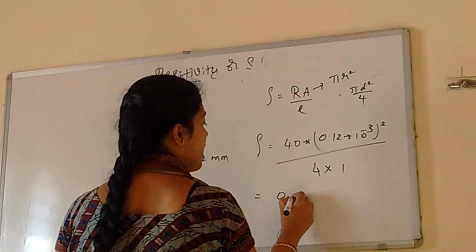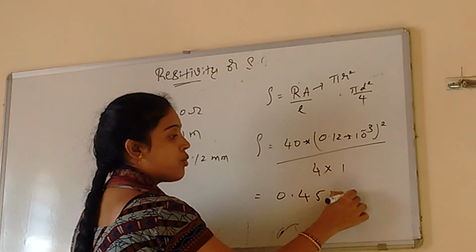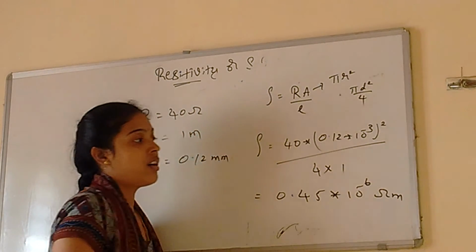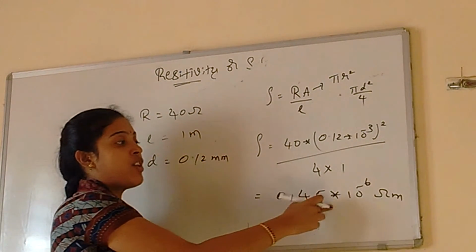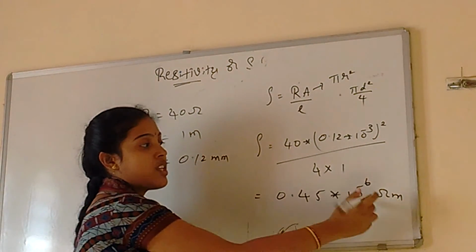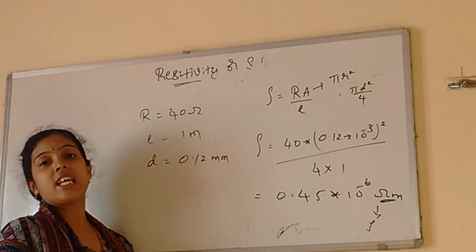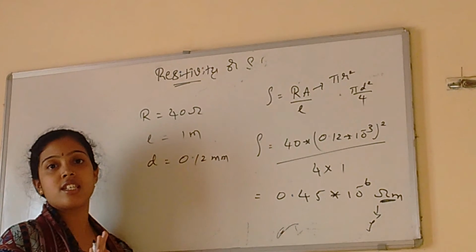So the answer is 0.45 into 10 to the power minus 6 ohm meter. This ohm meter is the unit for resistivity. Okay, clear? You understood what is resistivity?